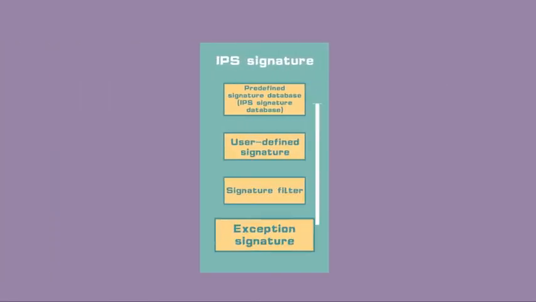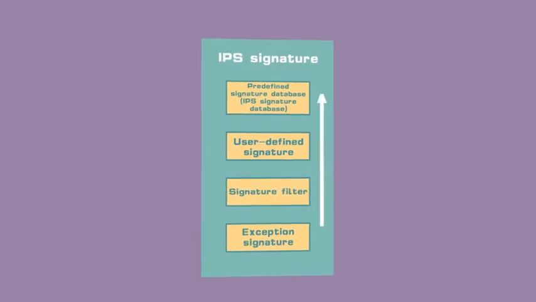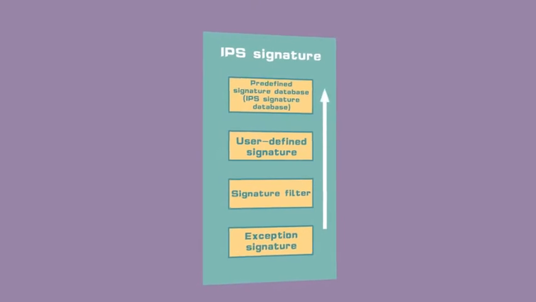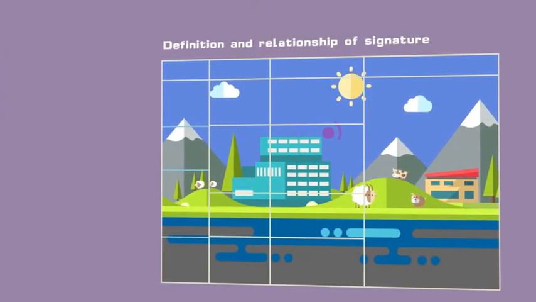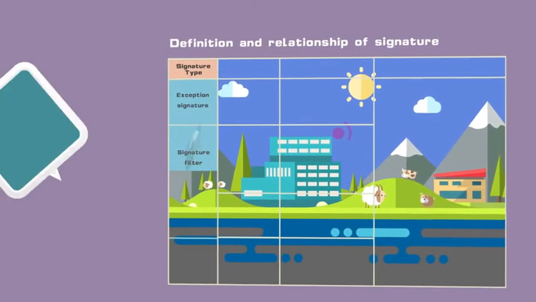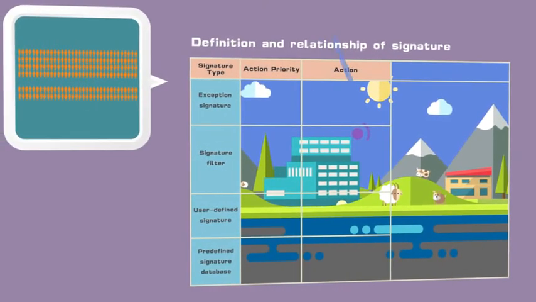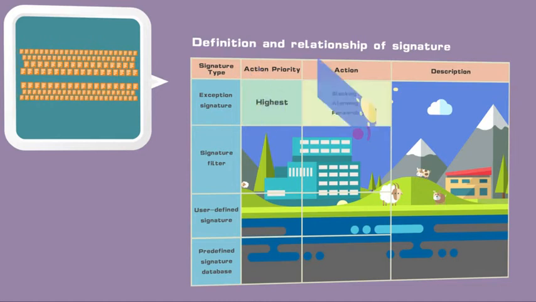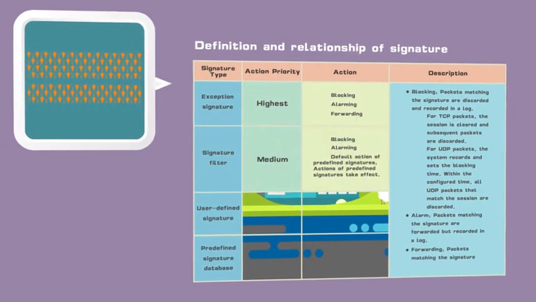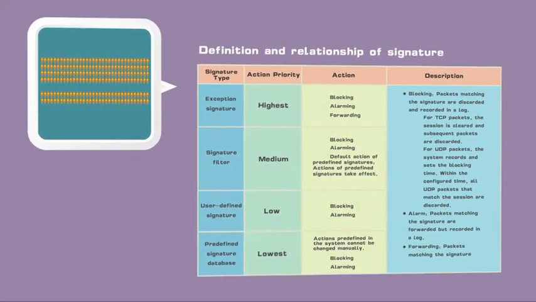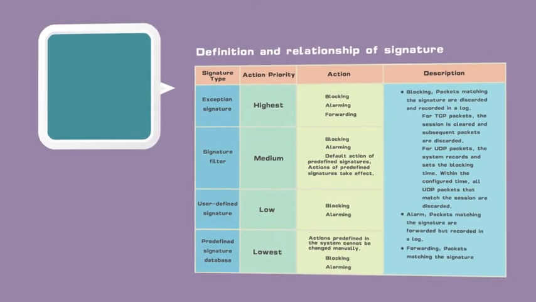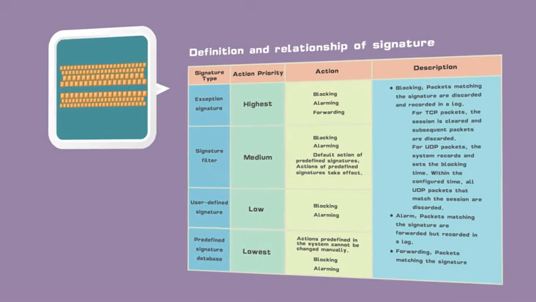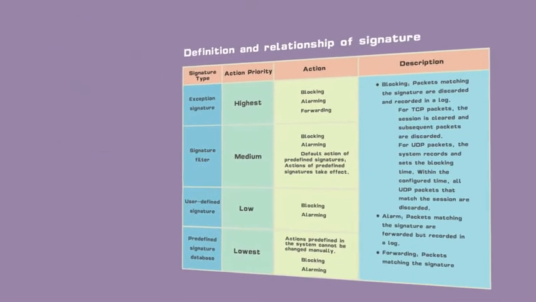Now let's see the definition of exception signatures, signature filter, user-defined signatures, and predefined signatures and their relations. Exception signature. To facilitate management, the signature filter filters signatures in batches. If administrators need to configure actions for some signatures different from actions of the signature filter, they can add the signatures to exception signatures and configure actions for the signatures independently.